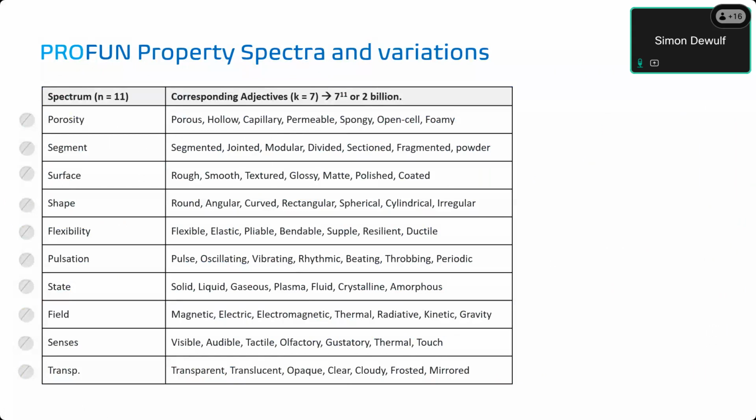So once we see here that we have, for example, 11 spectra, and correspondingly we have now put in this list 7 variations, of course more of them, but even with 7 variations, you're getting to 7 to the 11th, or 2 billion possibilities of different variations only about these spectra. So that's a whole lot of potential product variations you can make just based on these spectra.